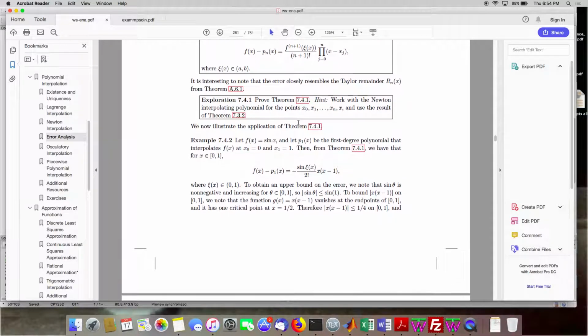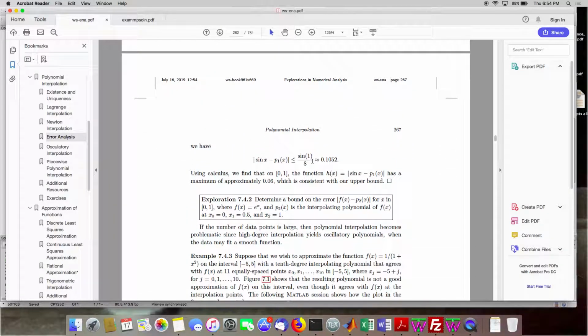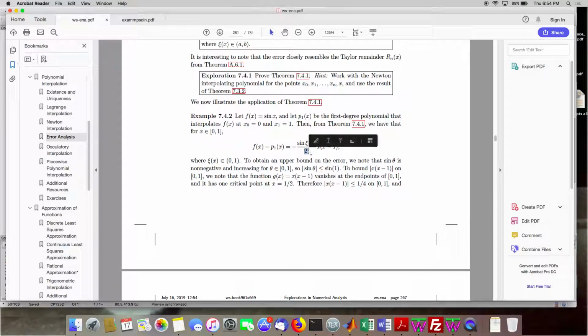And the 1/8, the 8 is from the 2 factorial times the half. It comes from the 2 factorial, and also the fact that this part is less than or equal to 1/4. Oh, so yeah, okay. The 1/4 times the 2 factorial. Yeah.